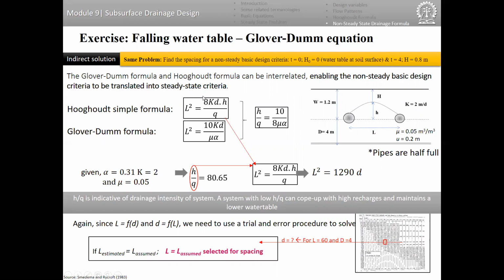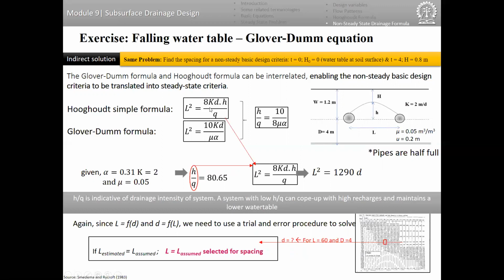So what we can do in the indirect approach: the Glover-Dumm formula, which is for unsteady state condition, and the Hooghoudt formula can be interrelated. It means we are enabling the non-steady basic design criteria to be translated into steady state. So we can relate these two equations, and we can solve for unsteady state criteria. So Hooghoudt's simple formula, when we assume that flow is essentially horizontal flow.